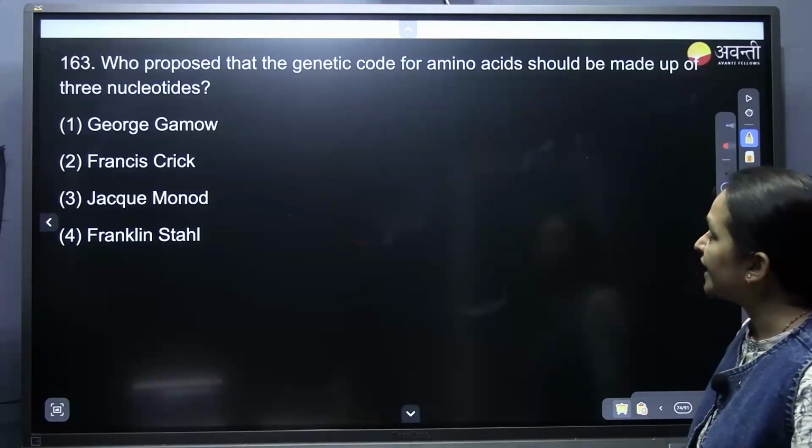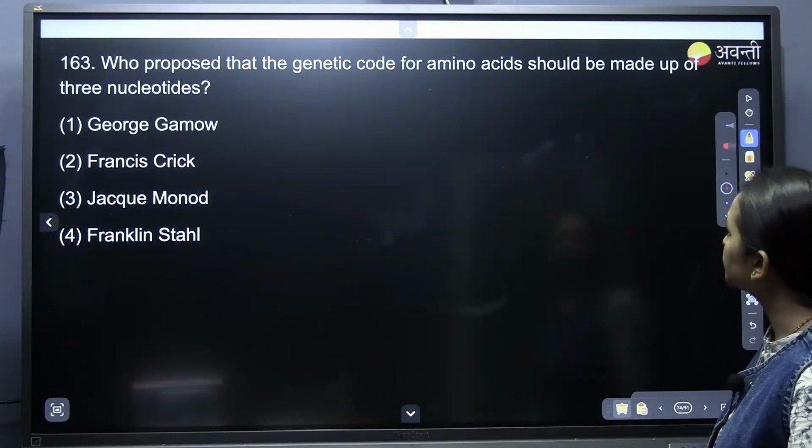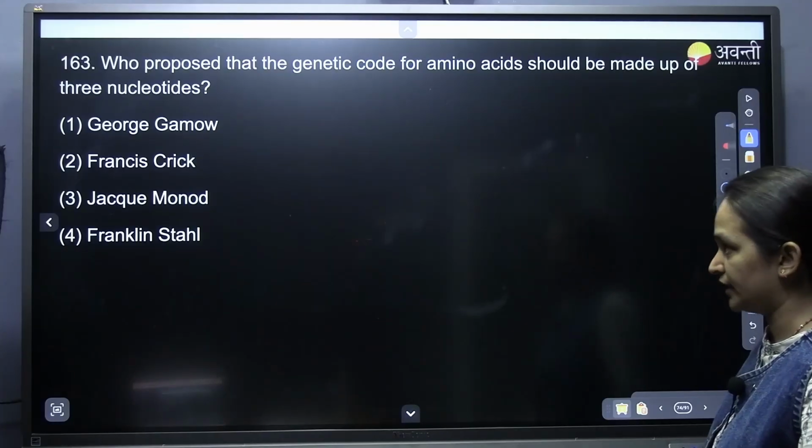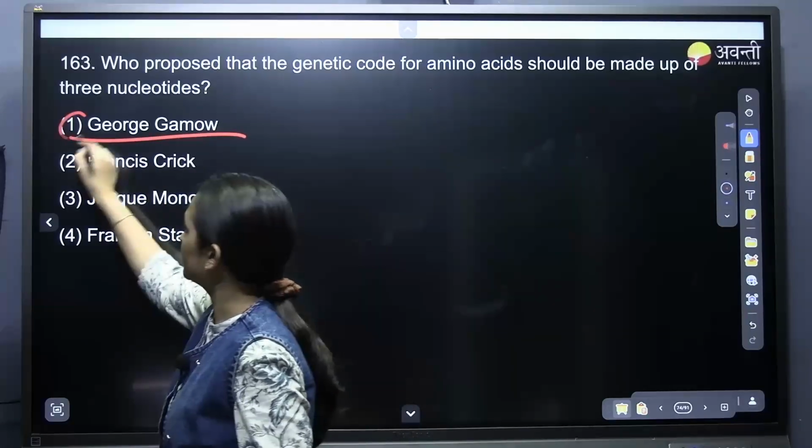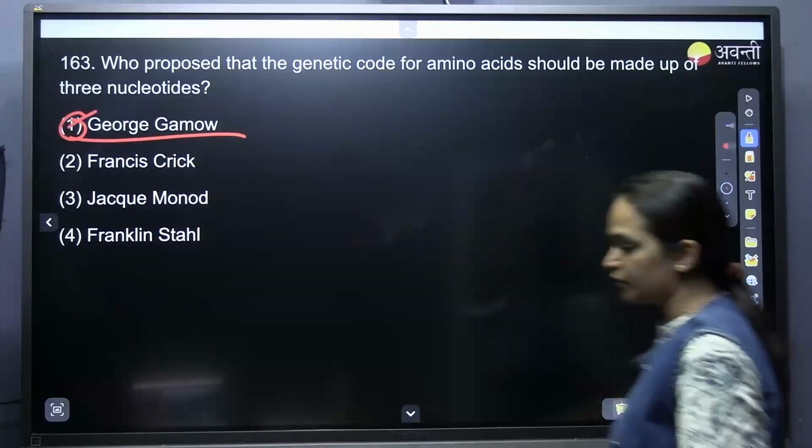Who proposed that the genetic code for amino acids should be made up of 3 nucleotides? George Gamow. Option A. Very good.